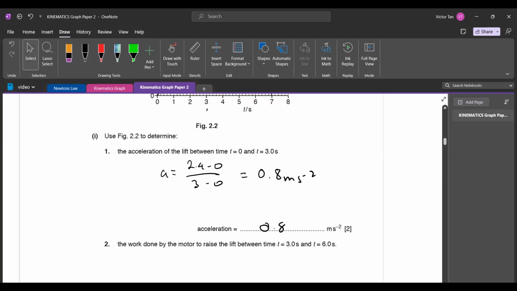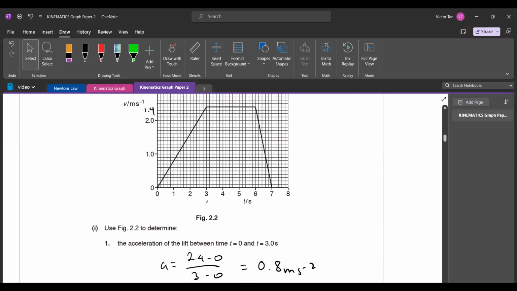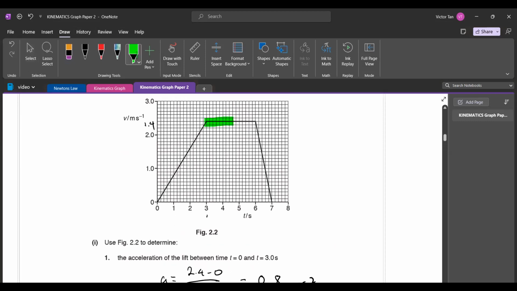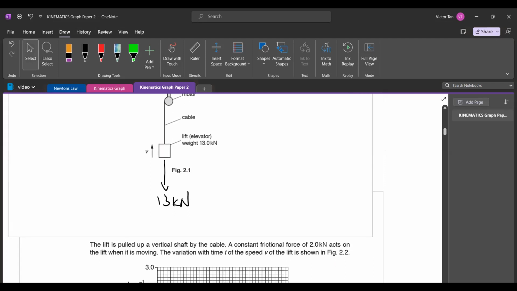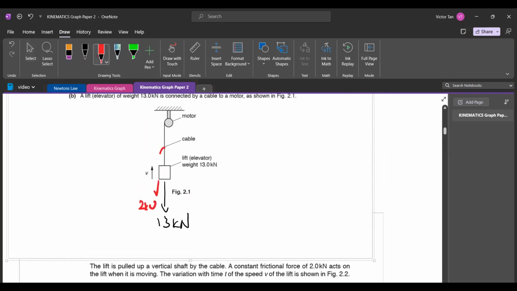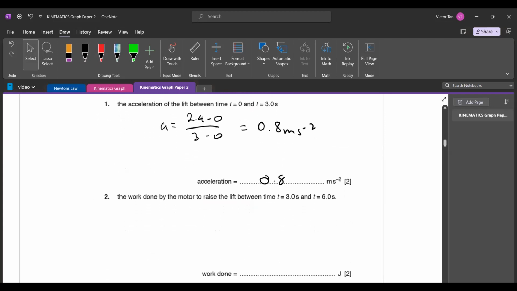The work done by the motor to raise the lift between the time t equals 3 seconds and t equals 6 seconds. So at t equals 3 seconds and t equals 6 seconds, the acceleration is 0, shown by the horizontal line of the graph where the gradient is 0. So in the lift, there is a friction of 2 kilonewton. So the motor is pulling with a total of 15 kilonewton during the 3rd to the 6th seconds.